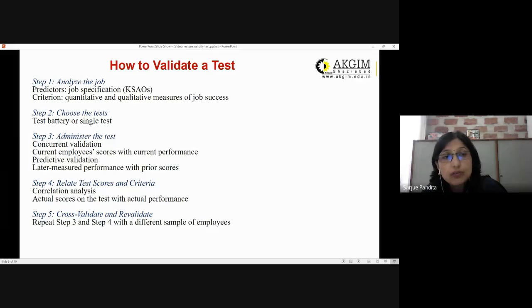Cross-validate and revalidate. You need to repeat this administration of the test and relate. Once you administer the test to the current employees who are already in the organization, you are fixing the correlation between the test scores and the criteria. Over a period of time, the more you repeat it, the more concrete analysis you will get, and the more concrete your validation of a test would be. So to validate a test, you need to follow all these five steps.